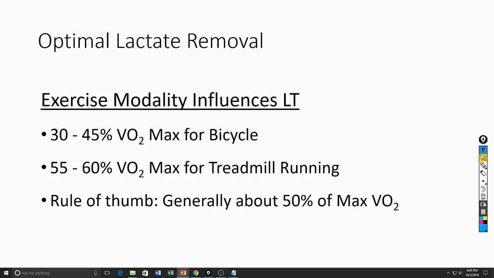All right. Now, modality to a certain extent affects lactate threshold as well. And in this case, it makes a lot of sense. With biking, you typically see people have an onset of blood lactate accumulation, or their LT, much lower than people who do treadmill tests. And that's a big difference, right?